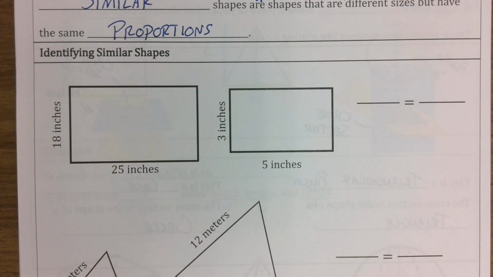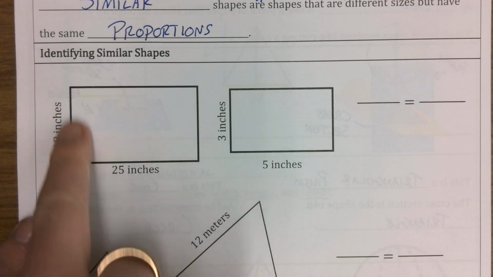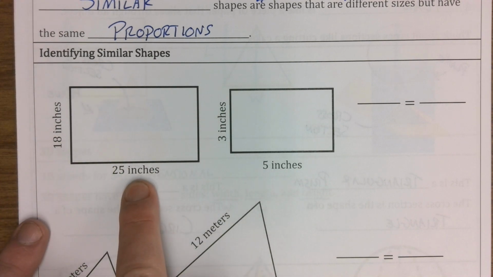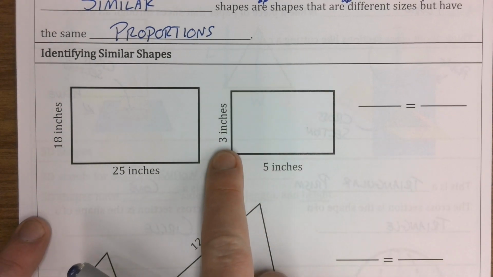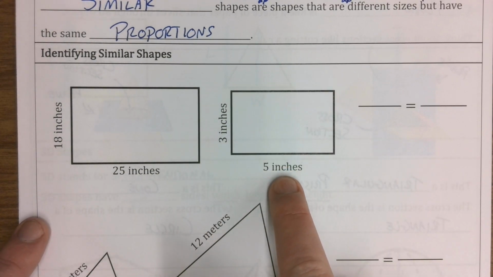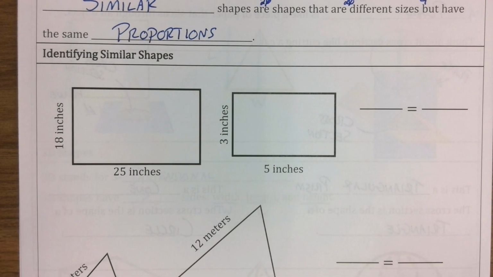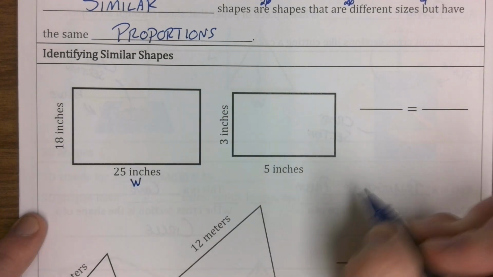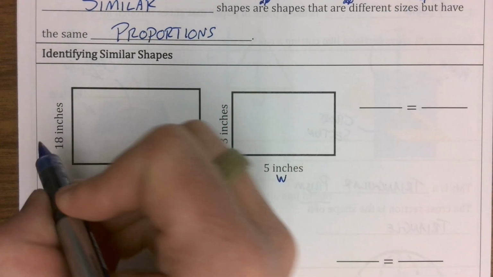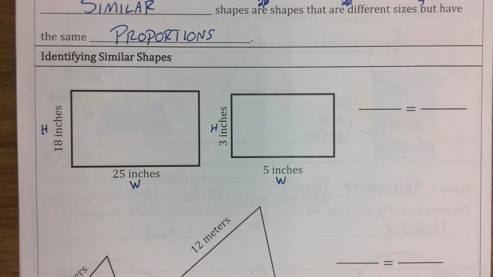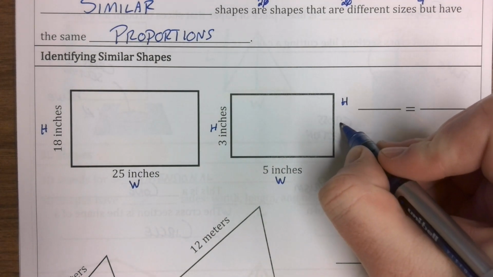So to identify similar shapes, you have to do a little bit of math here. Here I have two rectangles. This rectangle is 18 inches tall by 25 inches wide. This slightly smaller rectangle is 3 inches tall by 5 inches wide. What I want to know is if these are proportional. To do that, I need to label my sides. I'm going to make this my width, which means that this is the width of this one. And this will be my height, which is the height of the other one. So I got my height and I got my width. I've decided I want to put height on top and width on bottom.